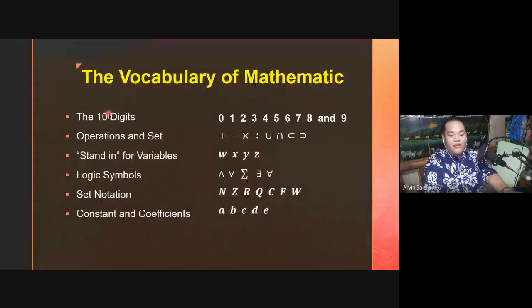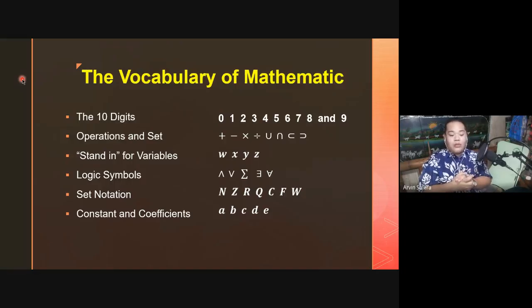Okay, now the vocabulary of mathematics. So, remember the 10 digits, because only 10 digits are what we have to remember. And these are 0, 1, 2, 3, 4, 5, 6, 7, 8, 9. Now, sir, if there are only 10 digits, how about 10? You just put together 1 and 0, and that is 10.